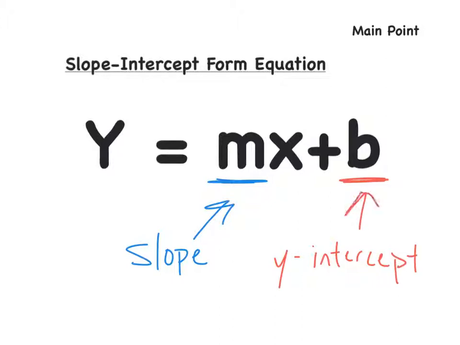Please write this down. Please remember this. This is extremely important. So what y and x are? These are just two random points that are on the line. But we need to know y is equal to mx plus b. Slope is m. B is the y-intercept.